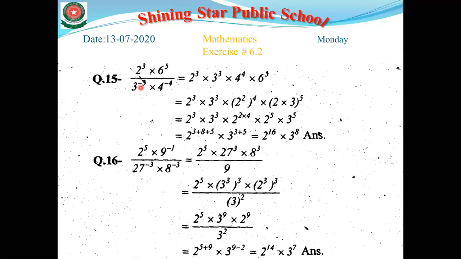Okay, we take the terms from the denominator to the numerator because the power is negative. So 2 power 3 multiply 3 power 3 multiply 4 power 4 multiply 6 power 5. Okay, now we can write 2 square, because 4 is the square of 2, so 2 square power 4, and we can write 2 multiply 3 power 5 because 6 is 2 multiply 3. Now we can write 2 power 3, 3 power 3, 2 multiply 4, 8, and 2 power 5 multiply 3 power 5.